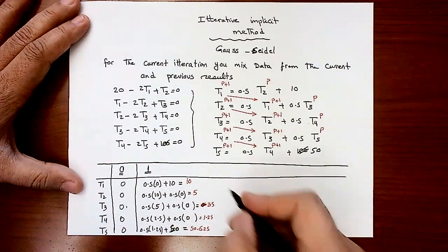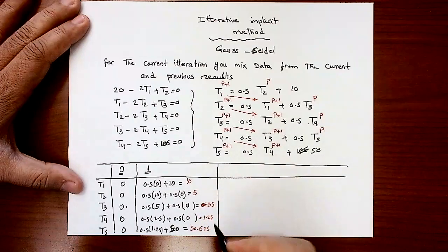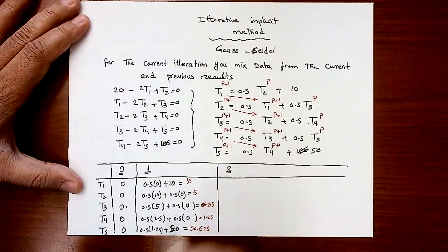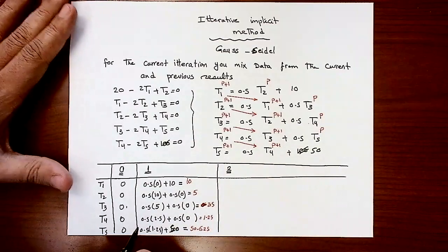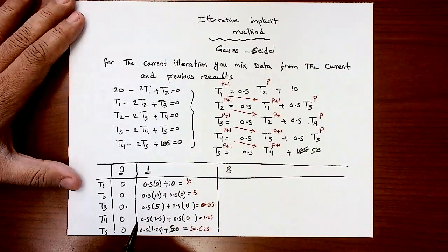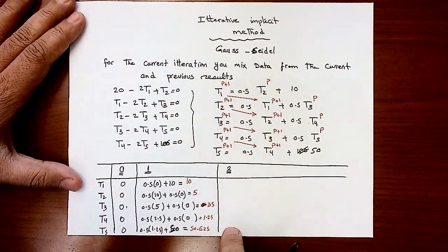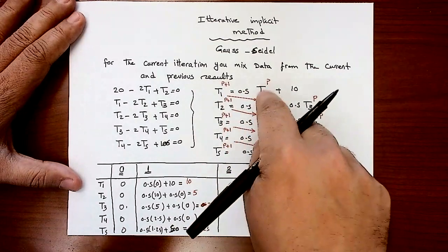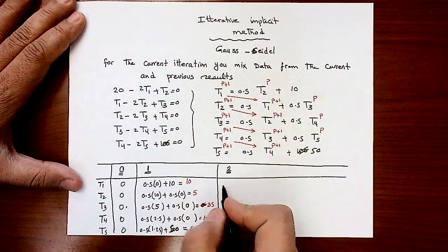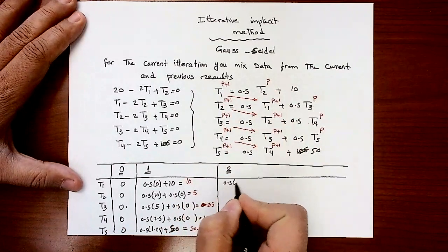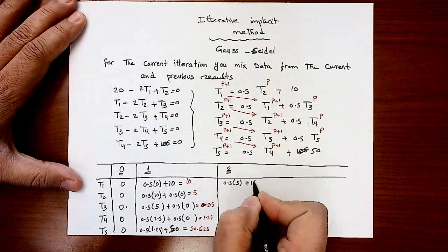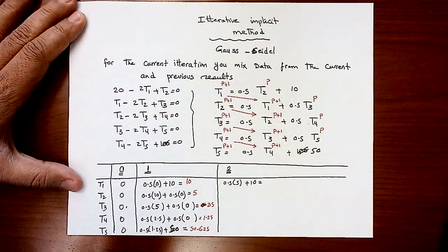Okay, now let's see the second iteration, how it looks. I'm in the second iteration now. Okay, let's get T1. T1 requires T2. At this iteration, I didn't calculate T2 yet, so I will pick T2 from the previous step. So here will be 0.5 times 5 plus 10. So that's going to be 12.5.